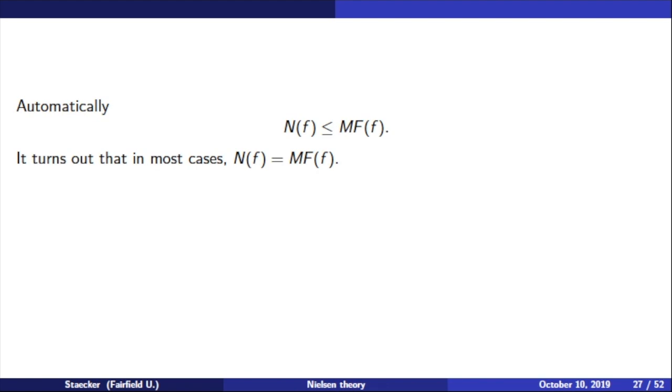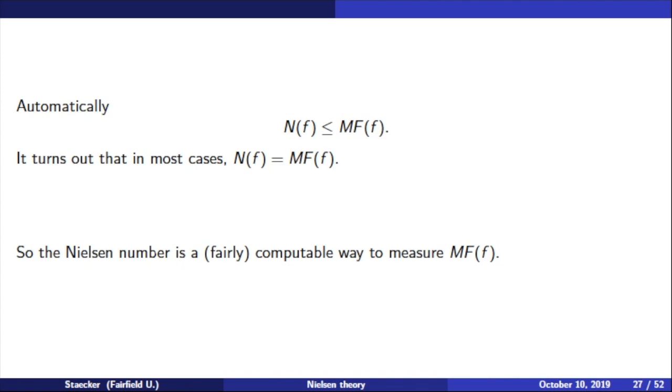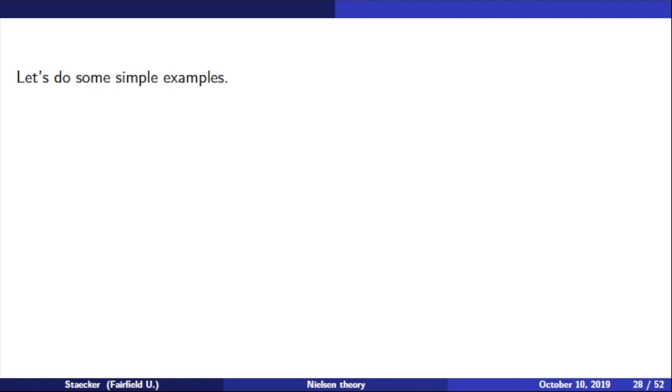And in most cases, it turns out that these are equal. And so the Nielsen number is a fairly computable way to measure the minimum number. I say fairly computable because in practice, it's pretty hard to compute the Nielsen number in most cases, although there are some cases when it's not very hard. We'll talk about it. All right. Let's talk about some simple examples.